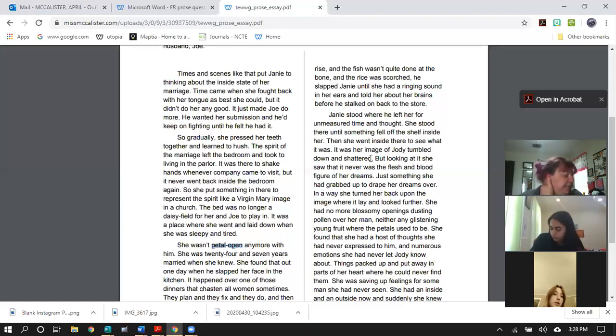Okay, then I put she does this. This isn't really personification, but she gives physical credence to non-physical ideas. Does that make sense to y'all? Like when she says, she stood there until something fell off the shelf inside her. Then she went inside there to see what it was. You see what I'm saying? So where did she go inside of?